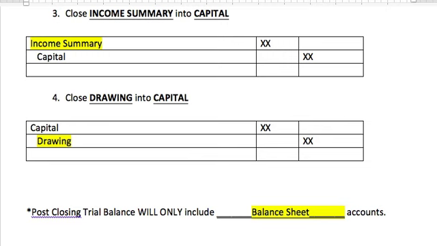After the closing entries, we would create the post-closing trial balance. That post-closing trial balance will only include balance sheet accounts.